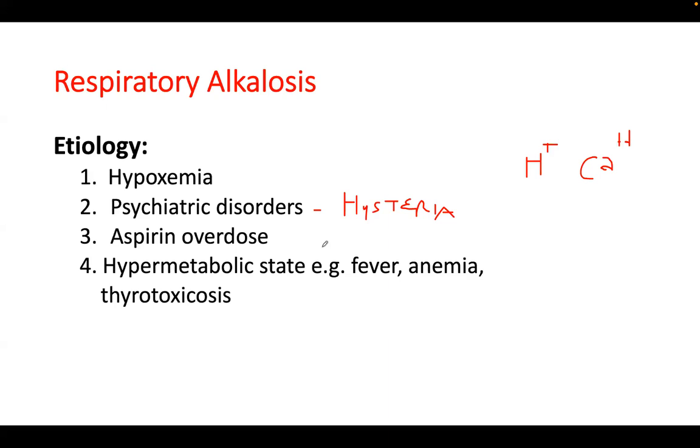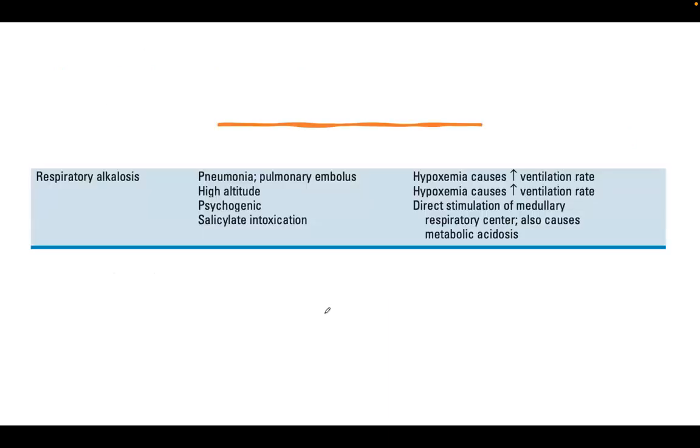Now, aspirin overdose is also associated with respiratory alkalosis and hypermetabolic states like anemia, hyperthyroidism, particularly thyrotoxicosis, as well as febrile states. Please take note of this, okay? So here in the screenshot from the table in the textbook, so respiratory they put there psychogenic, okay?